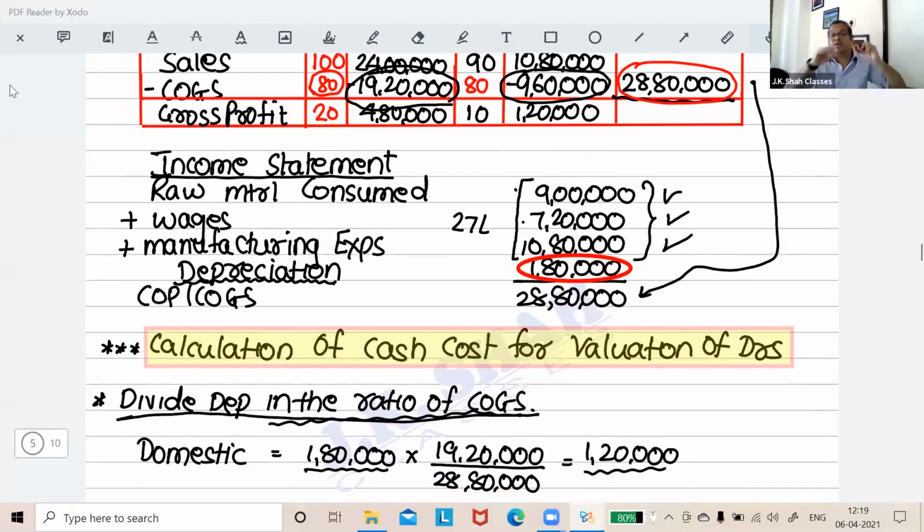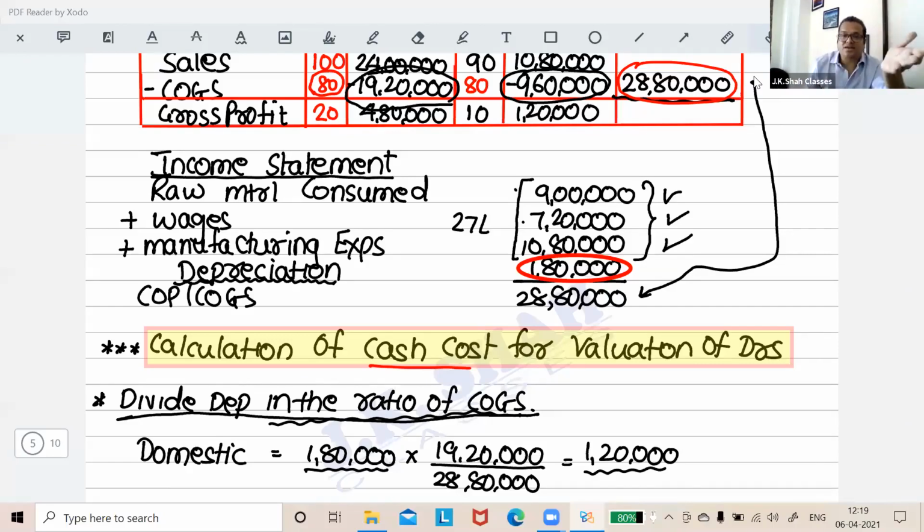Okay. Now then the biggest target, calculation of cash cost for valuation of debtors. And you're going to tell me, sir, why you're so worried? Very simple, sir. This is 28 lakh 80,000 minus 1 lakh 80,000, so 27 lakh is a cash cost. Correct, na? That is correct, guys. But what about the bifurcation?